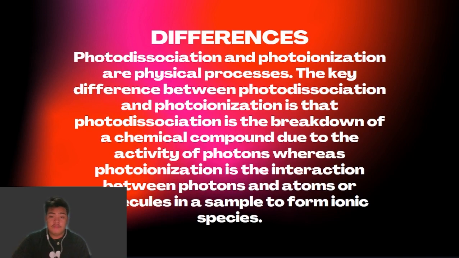Differences. Photodissociation and photoionization are physical processes. The key difference between photodissociation and photoionization is that photodissociation is the breakdown of a chemical compound due to the activity of photons, whereas photoionization is the interaction between photons and atoms or molecules in a sample to form ionic species.